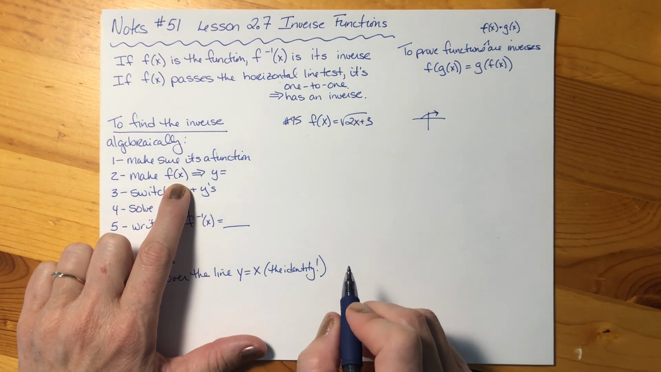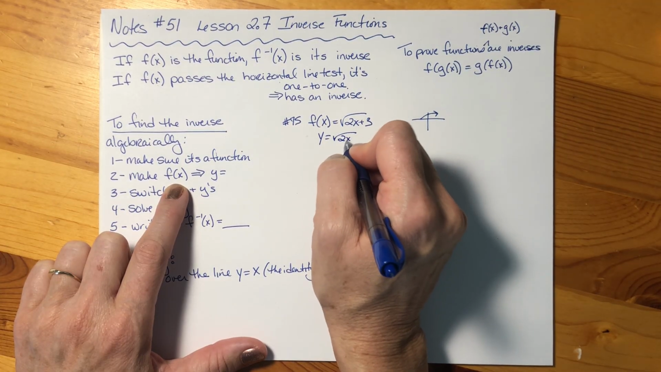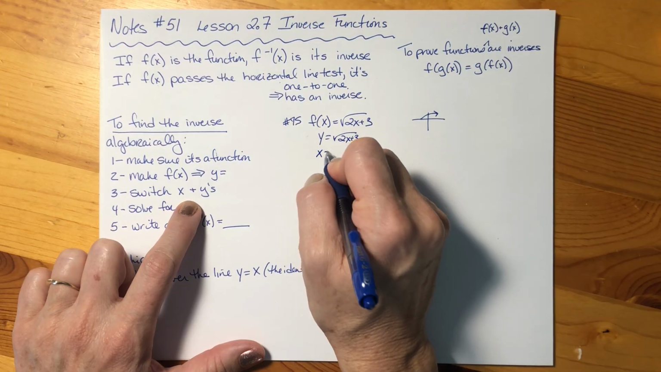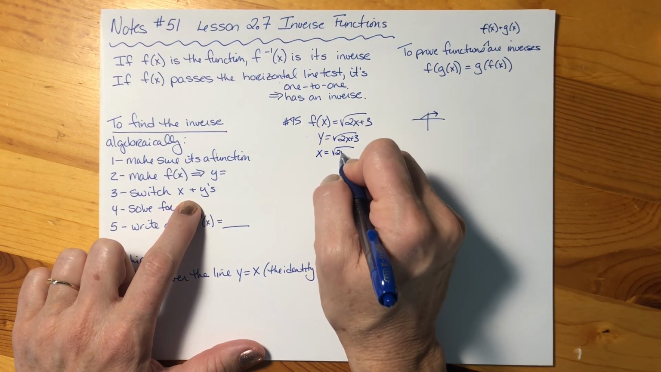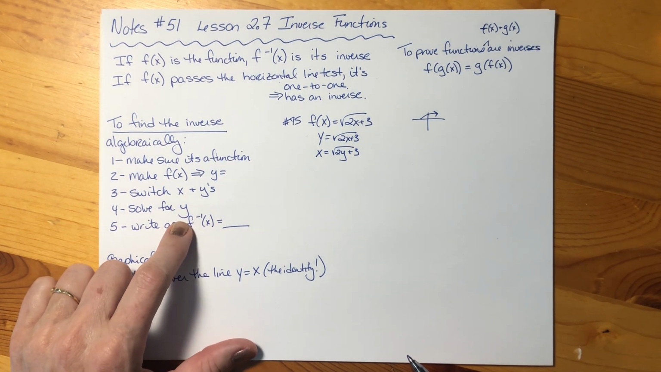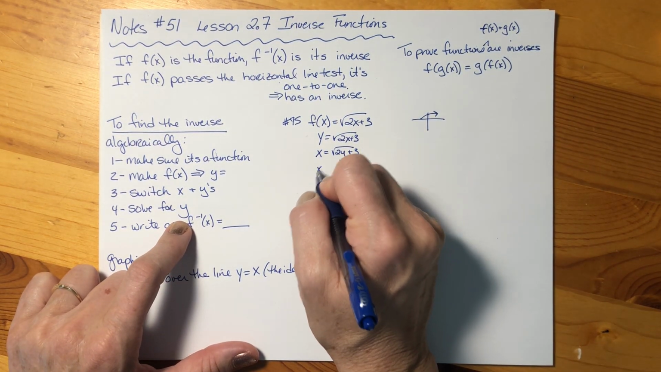Now I'm going to switch f of x into y equals form. y equals the square root of 2x plus 3. Now I'm going to switch all the x's and y's. I know it seems crazy, but that's exactly what you're going to do. Every x becomes a y and every y becomes an x. Now I'm going to solve for y. In order for me to get rid of that square root sign, I'm going to square both sides.